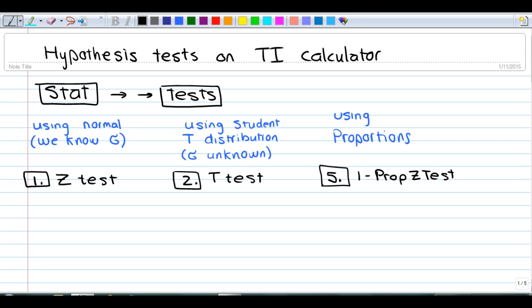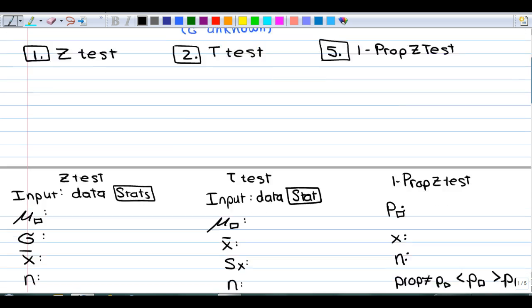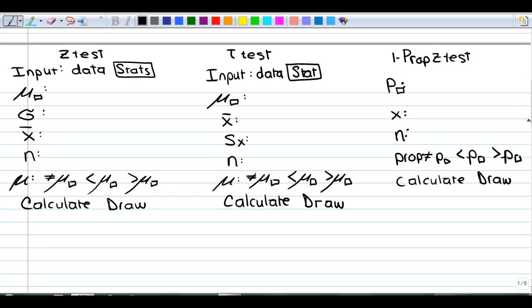We also are going to do a lot of proportion testing. Recall choice 5, 1 prop z test. I warned you away from that one when we were doing confidence intervals, but now that we're doing hypothesis tests, that's a good button to know. If you press any one of those, these are your choices. The z-test, you have to tell it the mean of your hypothesis test. You have to know your population standard deviation, you need a sample mean, the size of your sample, and this row right here, that's your alternative hypothesis.